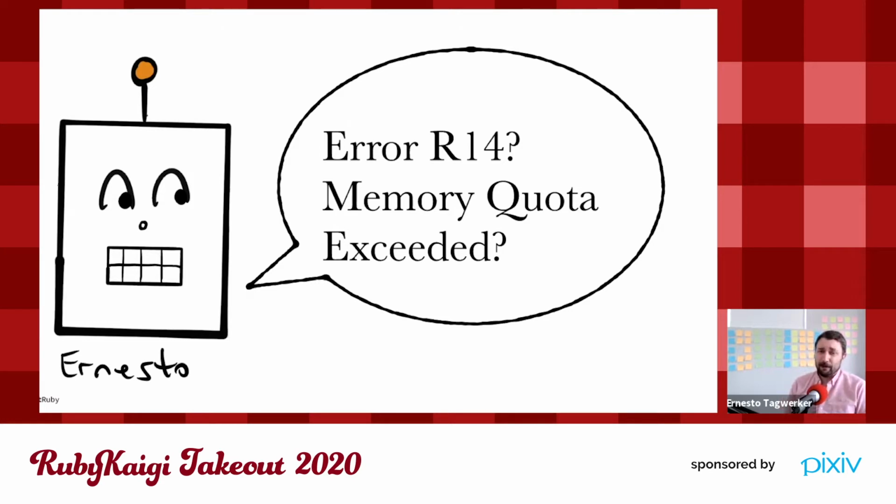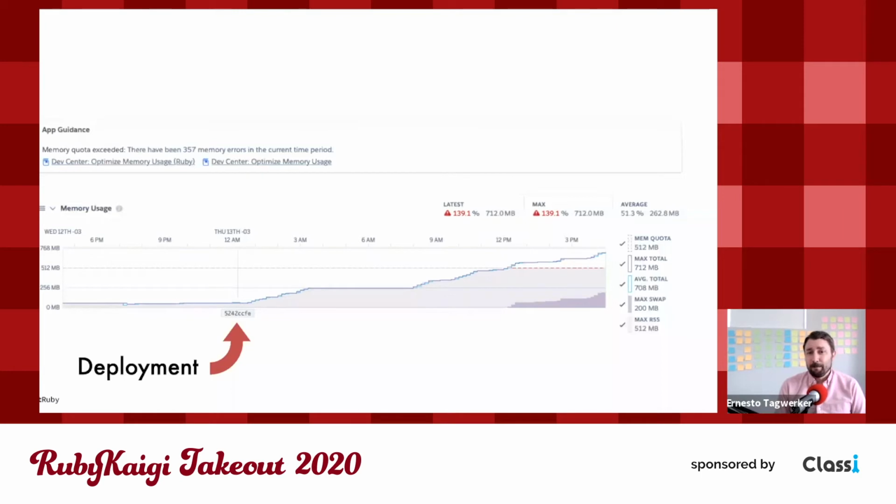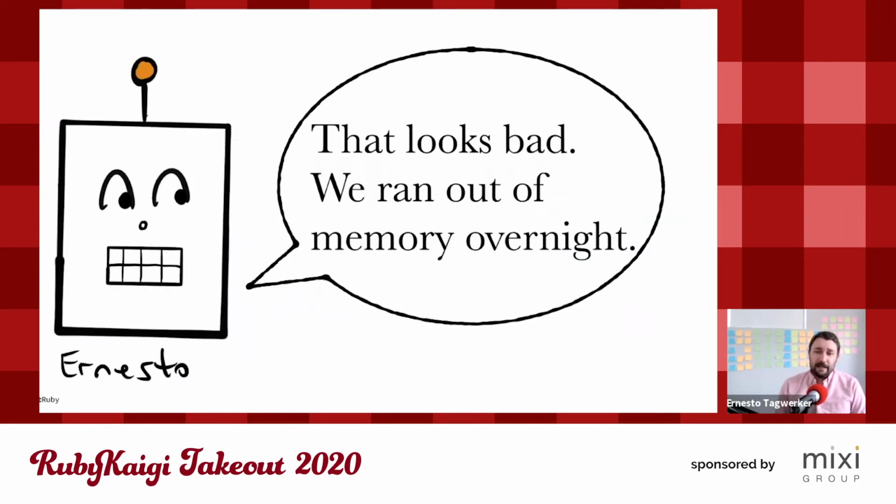What is that about? Before I can take a look, my boss pings me on Slack. Hey, I noticed this weird behavior in our production's memory graph. I check out the Heroku dashboard and I see that memory usage has increased constantly since I deployed the application. I see that 12 hours into this new deployment, we run out of memory. And yes, I confirm that looks bad. We run out of memory overnight.